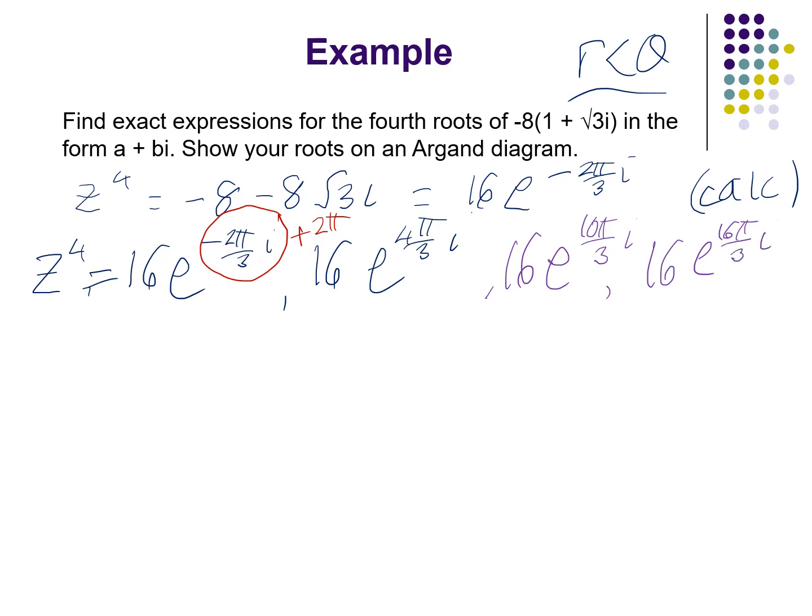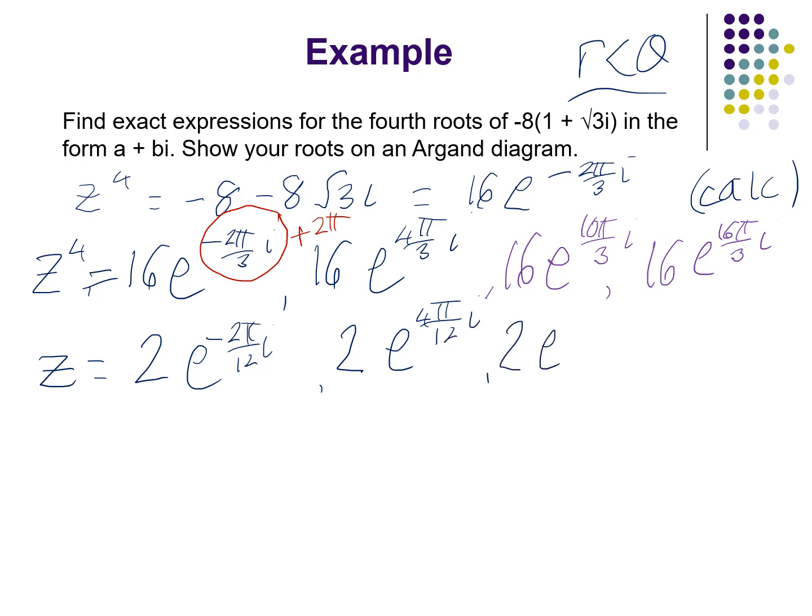Well, to get z, 2 things. Fourth root the modulus. Well, fourth root of 16 is 2. Divide the argument by 4. Okay, e to the minus 2 pi by 12i. Fourth root the modulus, divide that by 4. Fourth root the modulus, divide that by 4. Fourth root the modulus, divide that by 4.